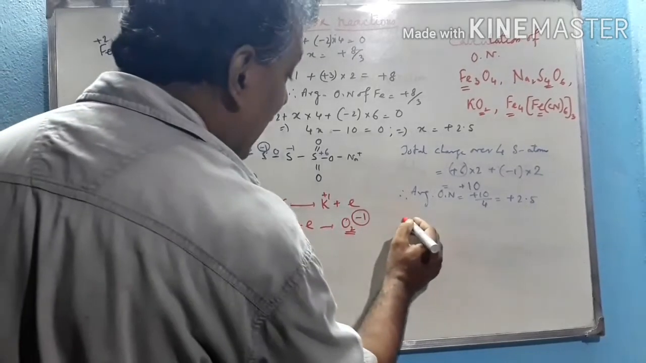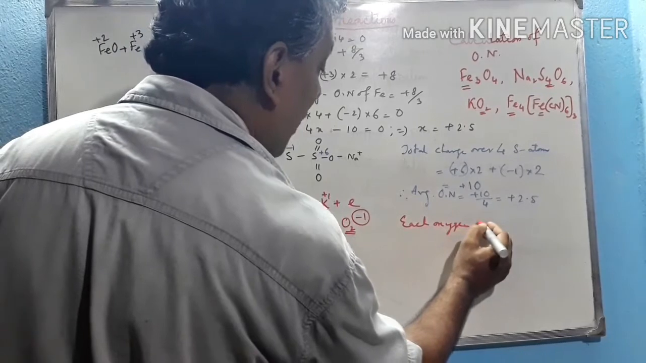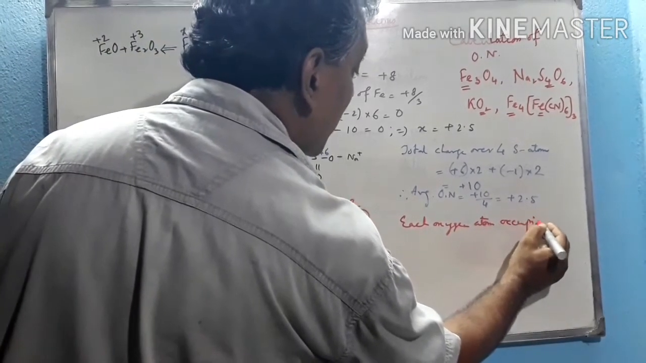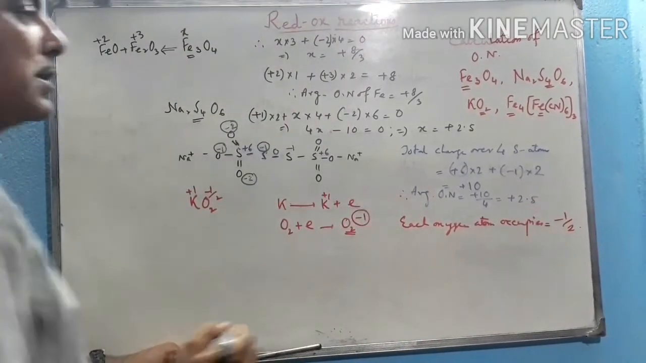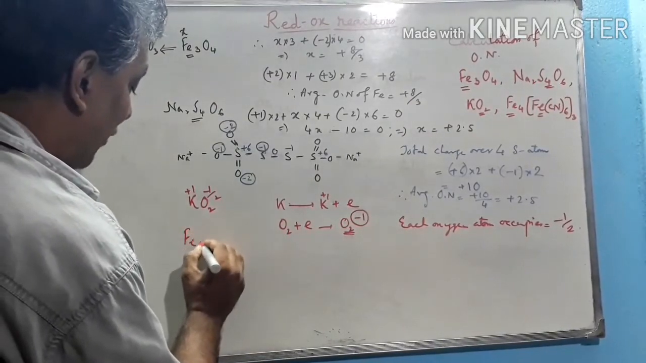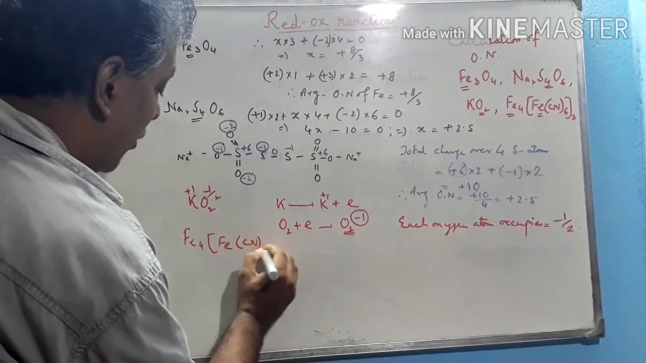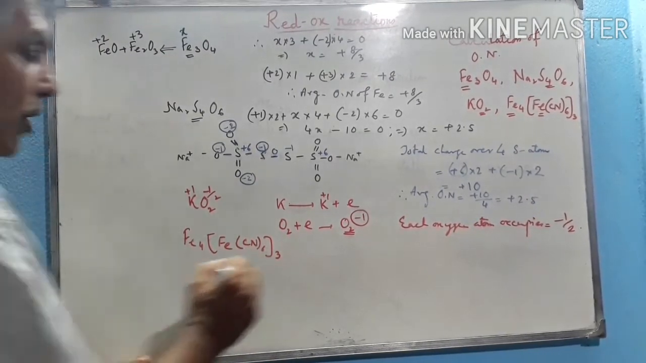Therefore this -1 charge is distributed over 2 oxygen atoms. So each oxygen atom occupies -1/2 charge. This is the average oxidation number of the oxygen in KO2. And the last is Fe4. Next point is Fe4[Fe(CN)6]3, ferric ferrocyanide. This is the formula of the Prussian blue.